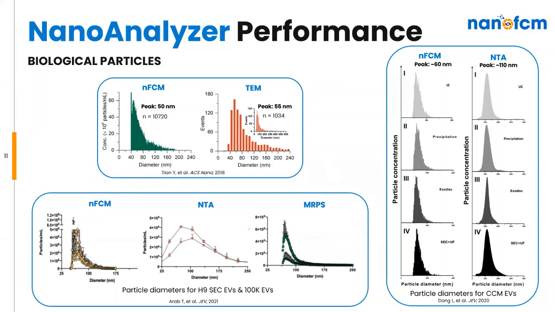This broader size distribution and large peak with NTA measurements is also evident in that last example there. And this example shows particle size distributions of EV preps separated by different methods. So in comparison to NTA, the NanoAnalyzer had a much smaller size range of 40 to 150 nanometers in this example, and peaks of about 60 nanometers versus 110.